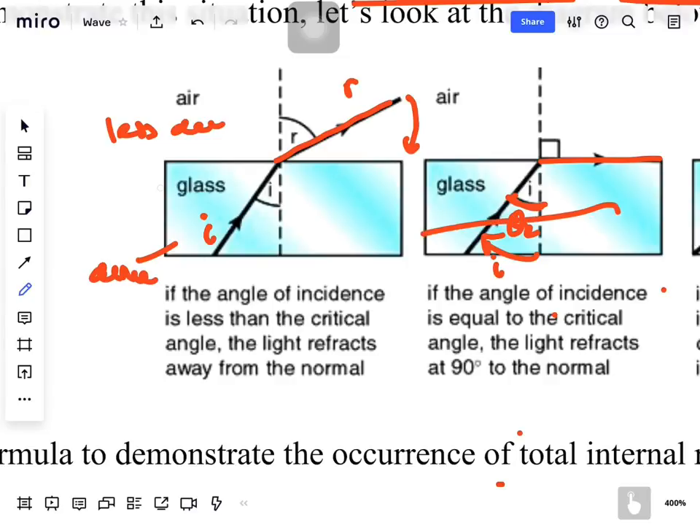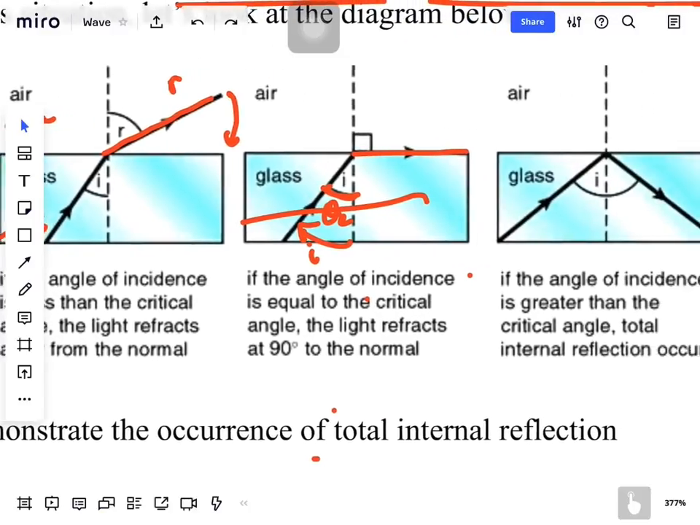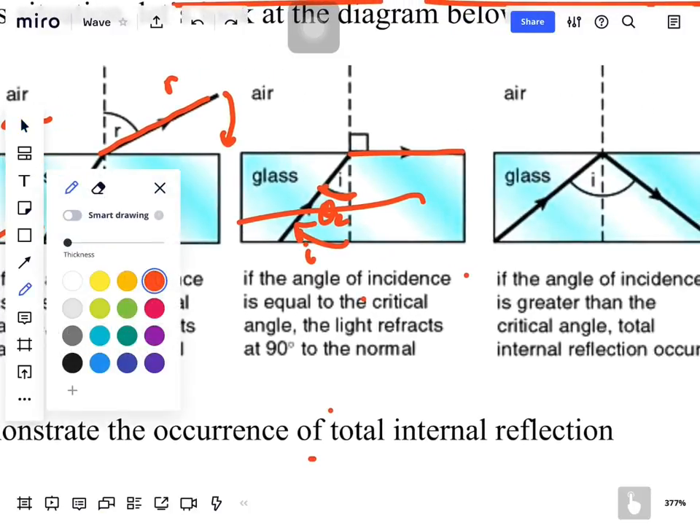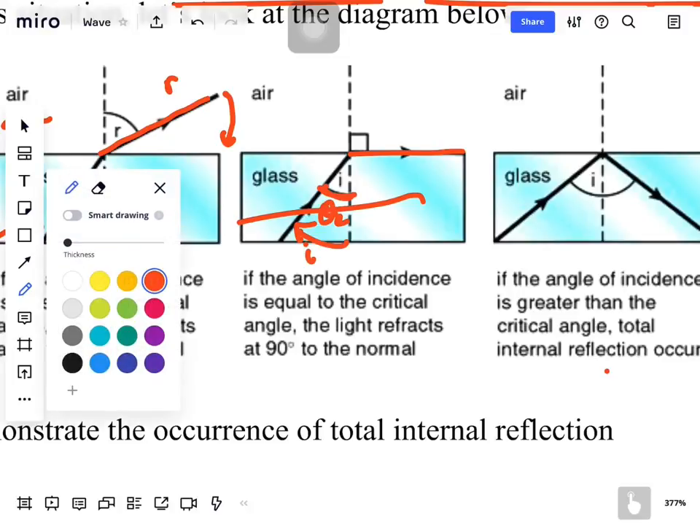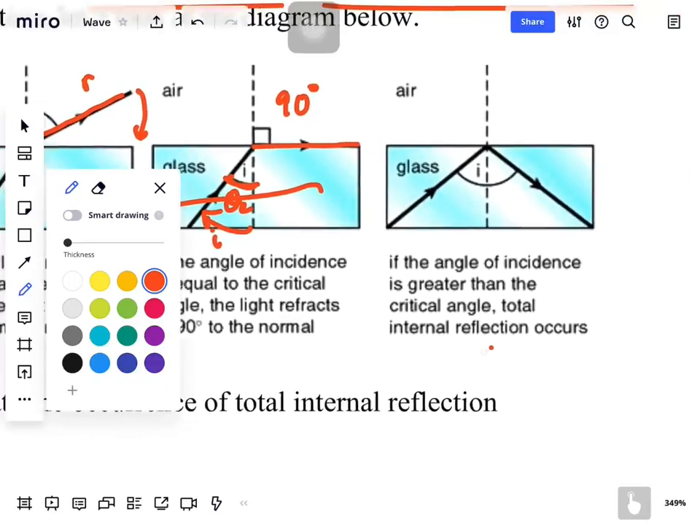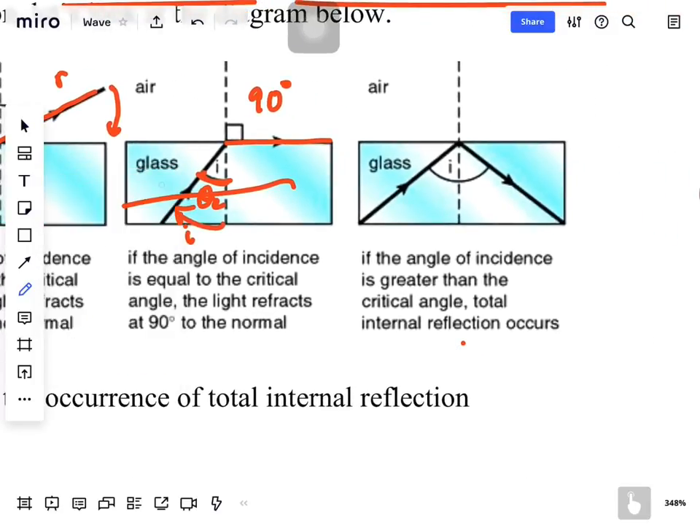Let's look here. If the angle of incidence equals the critical angle, the light refracts at 90 degrees to the normal. You can see there's a 90 degrees over here. If the angle of incidence increases and becomes greater than the critical angle, total internal reflection occurs. So instead of refracting, now it reflects. This is the case whereby total internal reflection occurs.